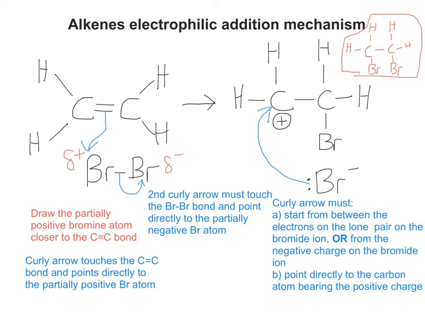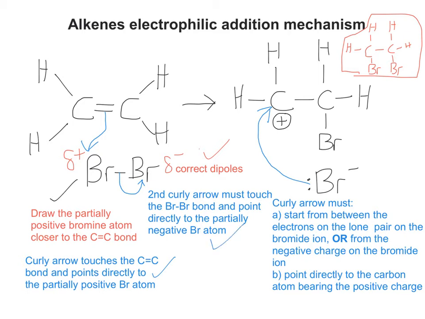So the things to check as you go: partially positive bromine atom closer to the C-C bond, the correct dipoles, the curly arrow touches the carbon-carbon double bond and points directly to the partially positive Br atom. The second curly arrow must touch the Br-Br bond and point directly to the partially negative Br atom.